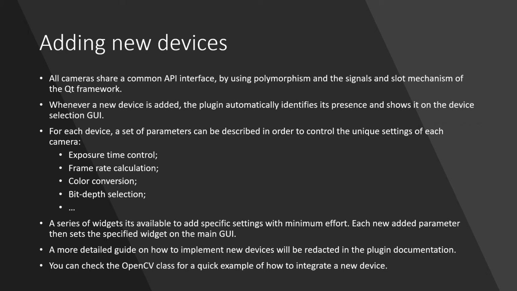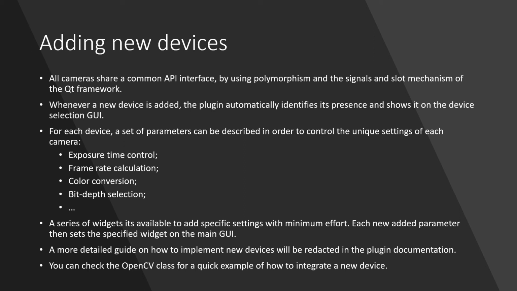This ranges from exposure time control, frame rate calculation, color conversion, bit depth selection, and so forth. There is a series of widgets integrated into the plugin, which are available to the user to create their own specific plugin GUI settings, and it requires minimal effort to integrate. And each new added parameter is then shown on the main GUI relative to the specific camera that is being added. A more detailed guide on how to implement new devices will be written in the plugin documentation.